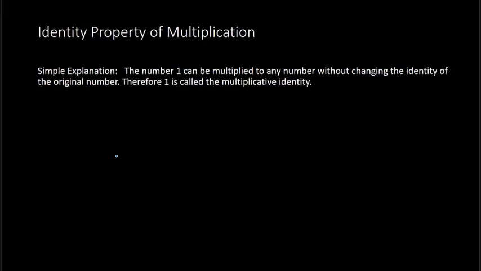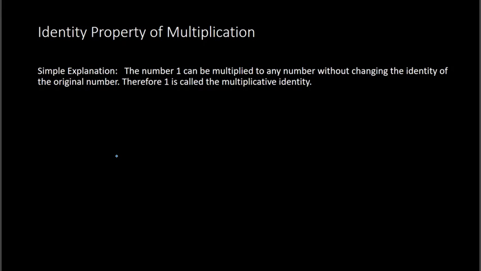Next we have the identity property. The identity property says that we can multiply by something without changing the identity. With multiplication, that something would be the number 1. So the number 1 can be multiplied to any number without changing the identity of the original number. And therefore 1 would be called the multiplicative identity.